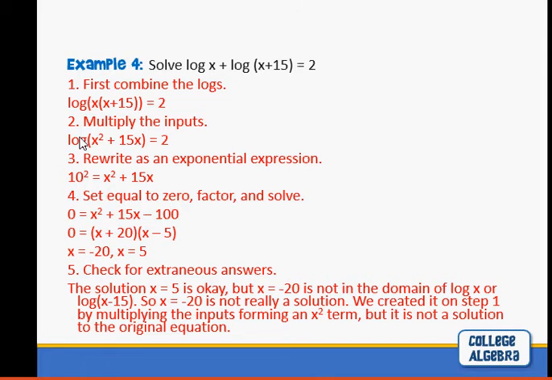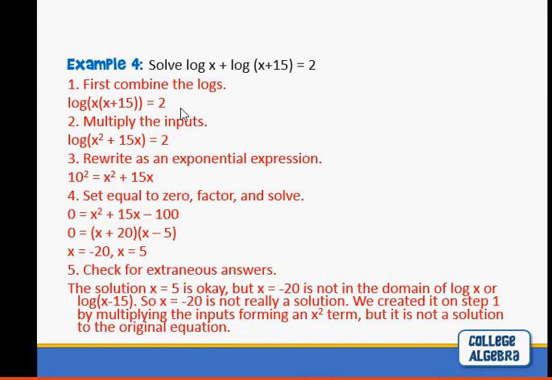So I have two logarithms being added: log of x plus log of x plus 15 equals 2. Okay. So I have to do step 1. I have to isolate a single logarithm. So we have to use our rules from the previous section and multiply those inputs together. So the log of x plus the log of x plus 15 is equal to the log of, we multiply them, x times x plus 15 equals 2. Okay. So that's step 1.